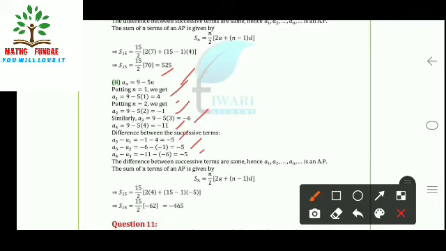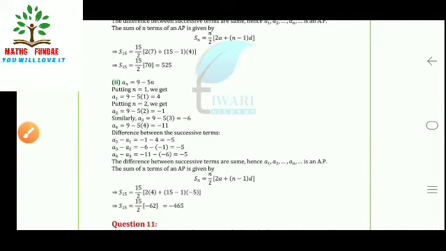Then Sn will be n upon 2 into 2a plus n minus 1 into d. Putting the value of n which is 15, the value of a which is 4, and the value of d which is minus 5, S15 is equal to minus 465. That is the answer.